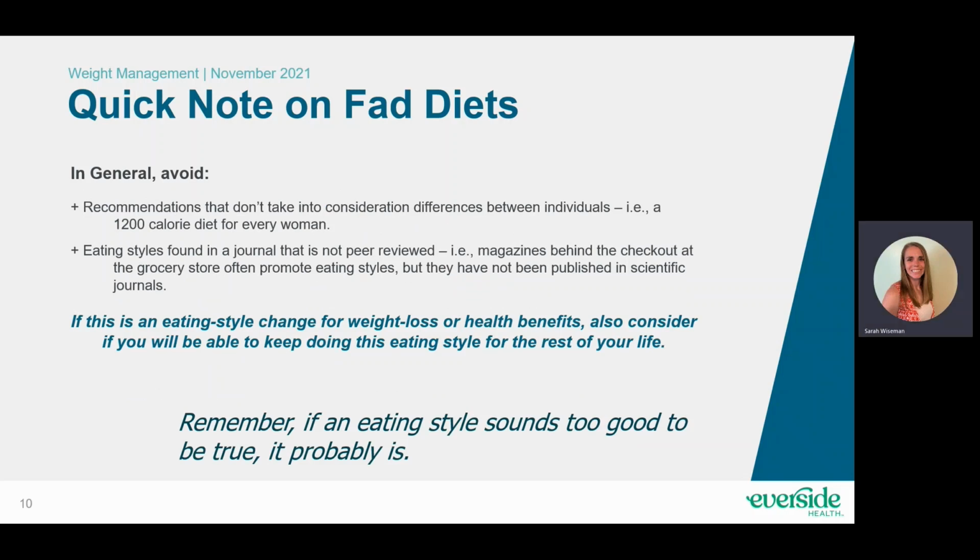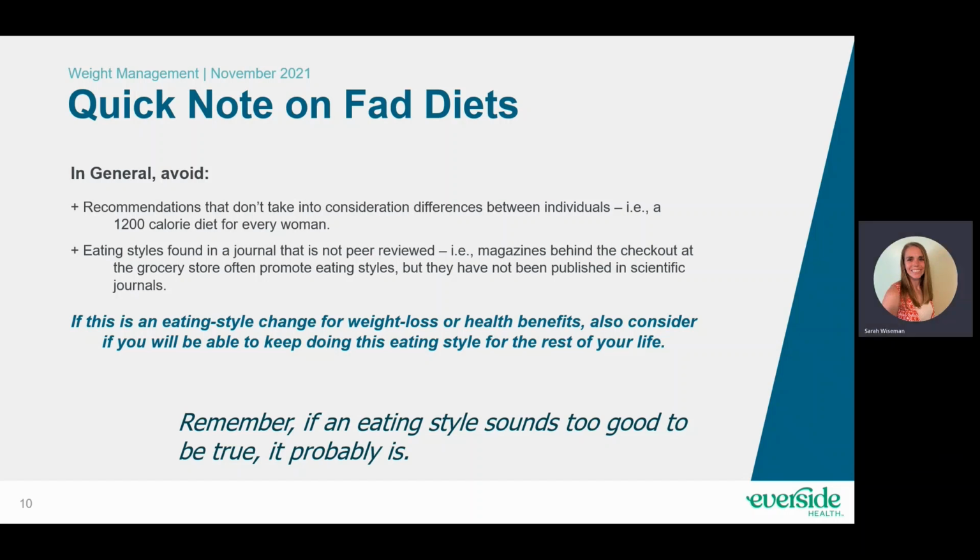Also avoid recommendations that don't take into consideration differences between individuals. If they're saying that every single woman should be following a 1,200 calorie diet, or every single person in the world needs to follow this specific thing, it's likely not a great choice. Also avoid eating styles found in a journal that's not peer reviewed, like magazines, Men's Health, Women's Health, all of those. If you can find it at a grocery store in the checkout aisle, it often hasn't been published in scientific journals. If it hasn't been researched, then it's harder to say, yep, this is a great diet or a great eating style.